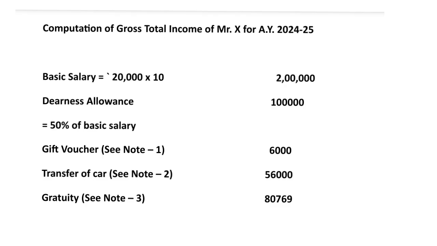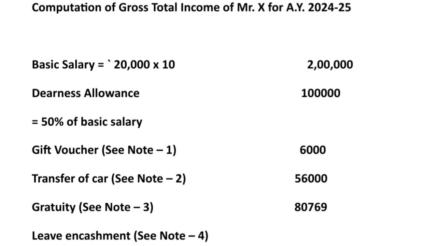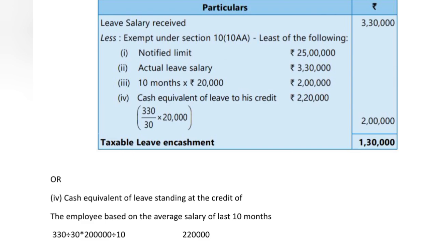so the taxable gratuity is 80,769. Next, leave encashment. Let's see note number 4. Leave salary received 3,30,000 less exempt. First one is notified limit 25 lakh. Second one, actual leave salary 3,30,000. Third one, 10 months into salary, that is 20,000, which means salary, only basic salary, not DA.